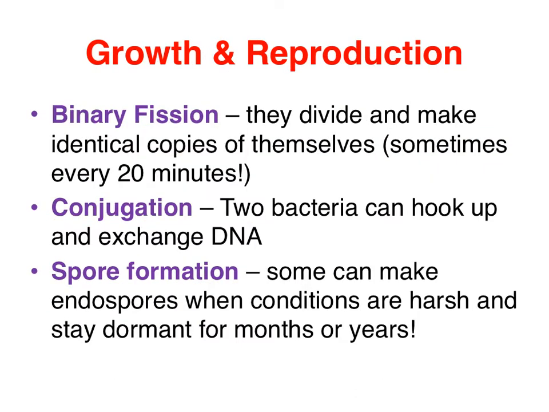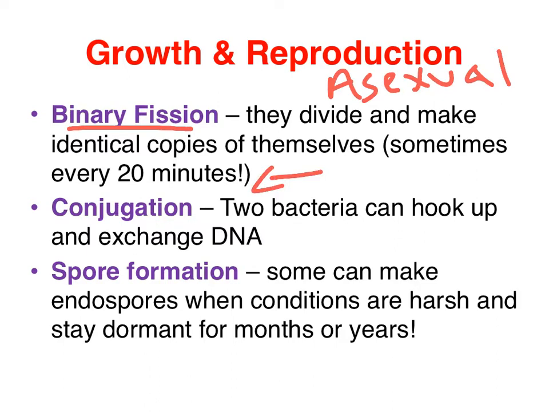Now, how do bacteria reproduce? The primary method of reproduction in bacteria is a process called binary fission. Binary fission is a form of asexual reproduction, in that the parent bacterium will divide and produce two identical copies. A little bit like mitosis, remember what you learned about earlier, but of course remember there's no nucleus to divide in this case. And it could happen very quickly. Look at this, some could divide as rapidly as every 20 minutes.